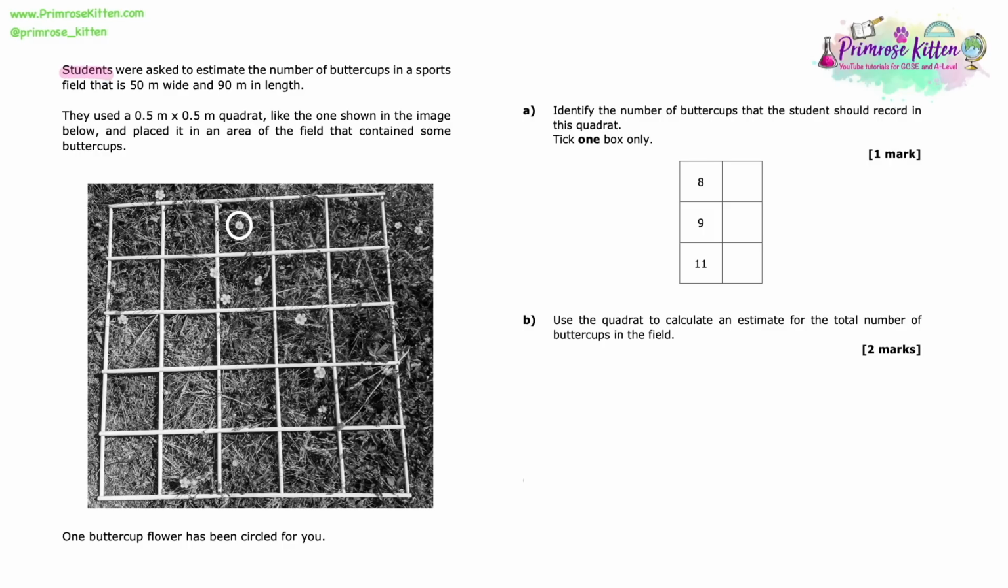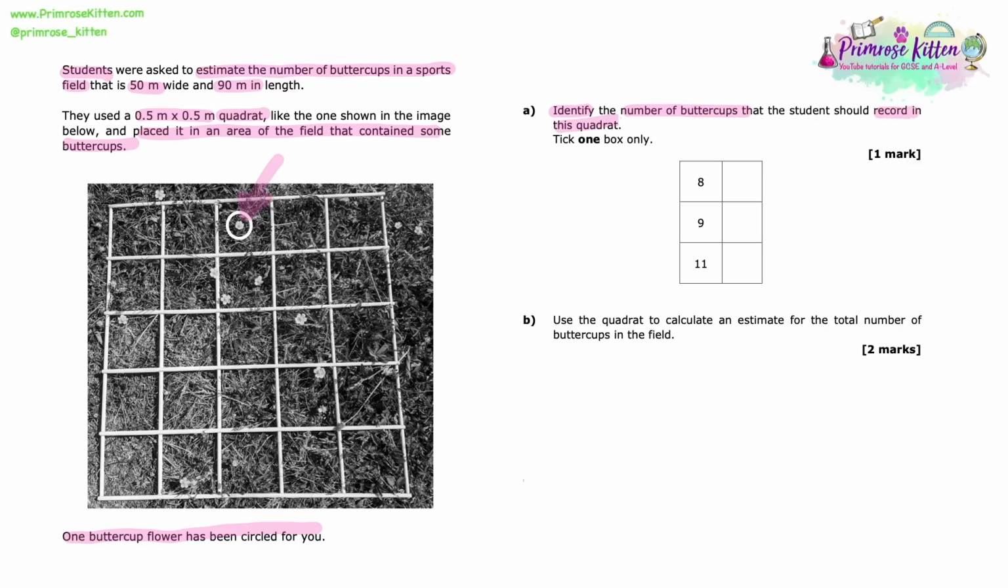Students were asked to estimate the number of buttercups in a sports field that is 50 metres wide and 90 metres in length. They used a 0.5 metre by 0.5 metre quadrat like the one shown in the image below and placed it in an area of the field that contained some buttercups. One buttercup flower has been circled for you. Identify the number of buttercups that the student should record in this quadrat. Tick one box only.